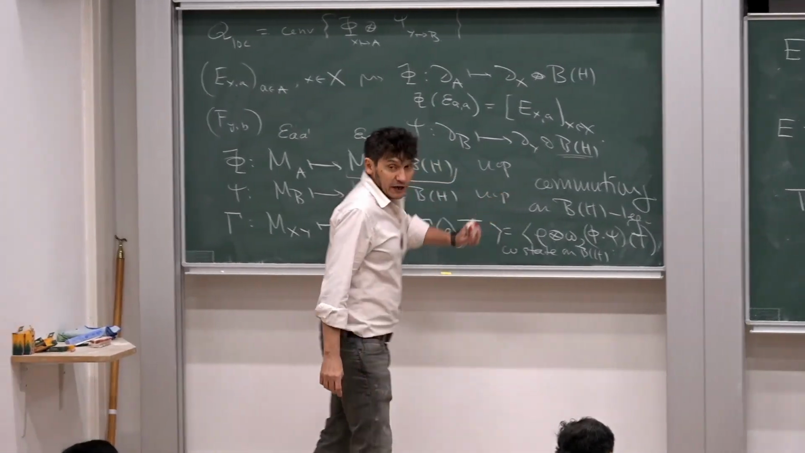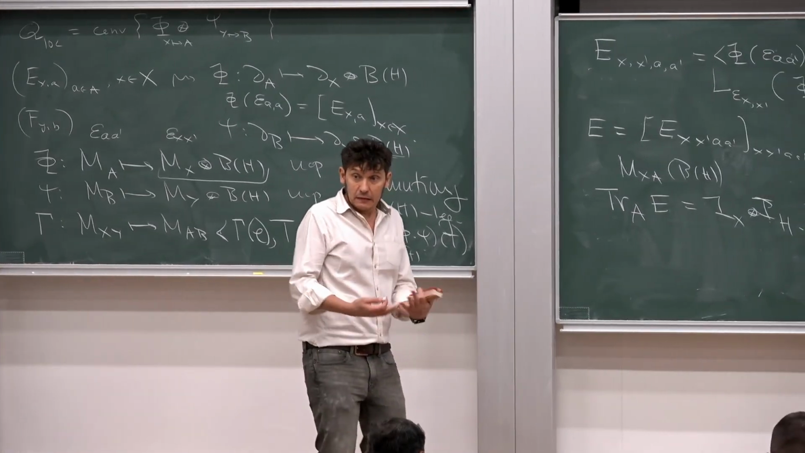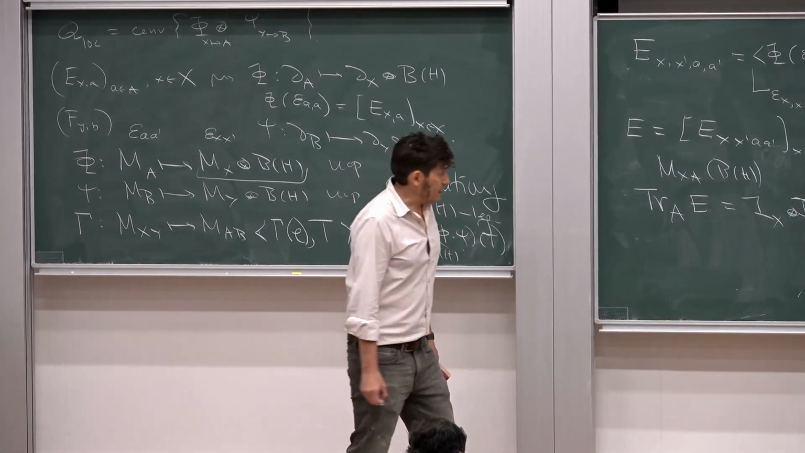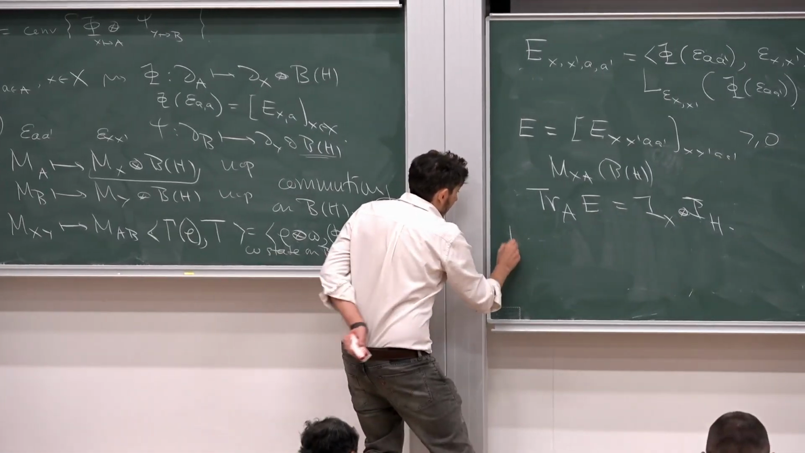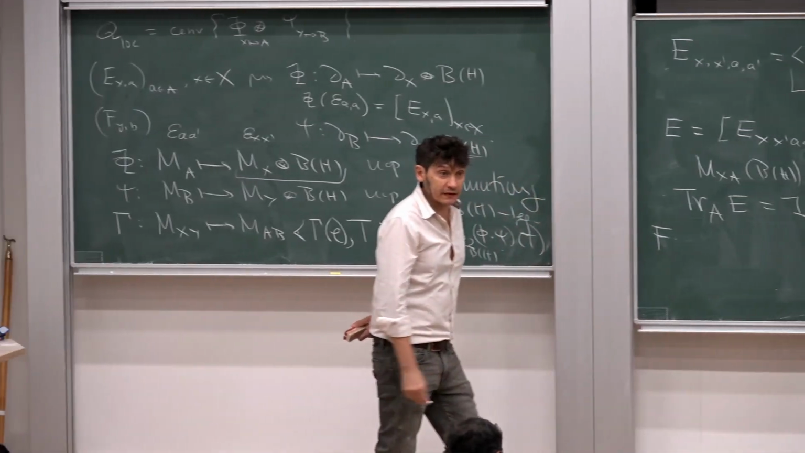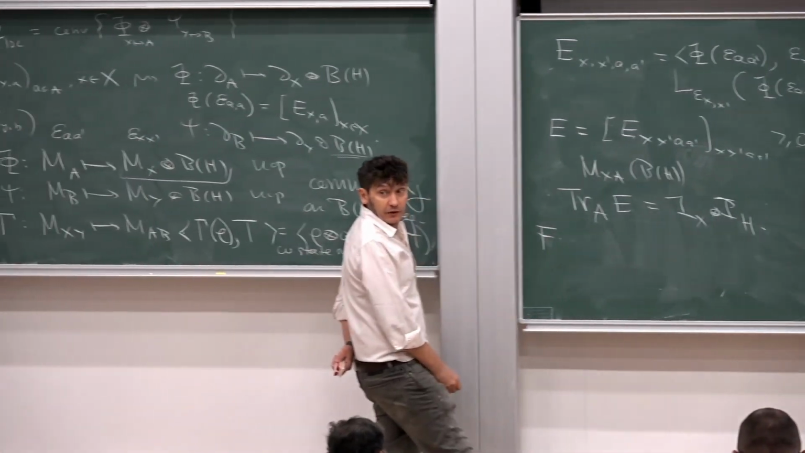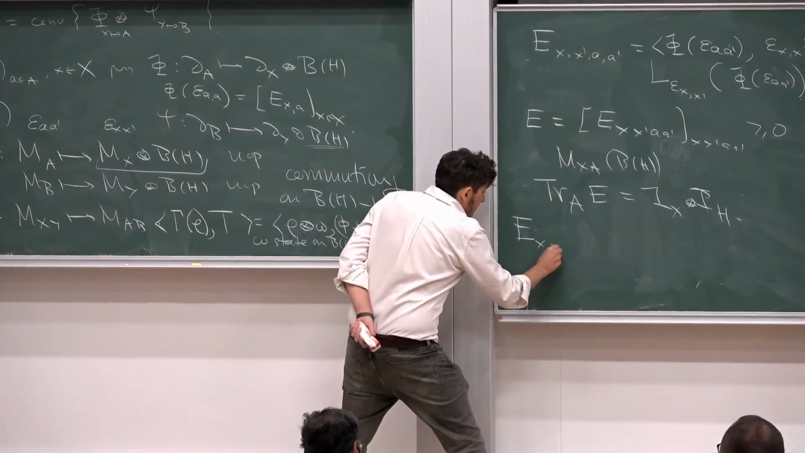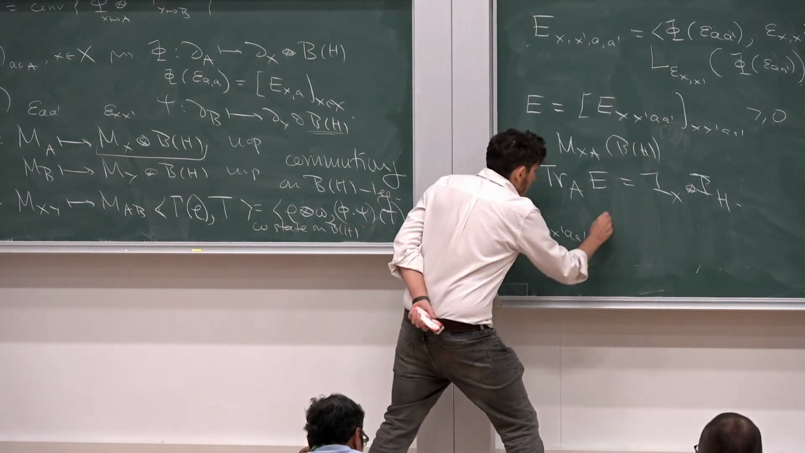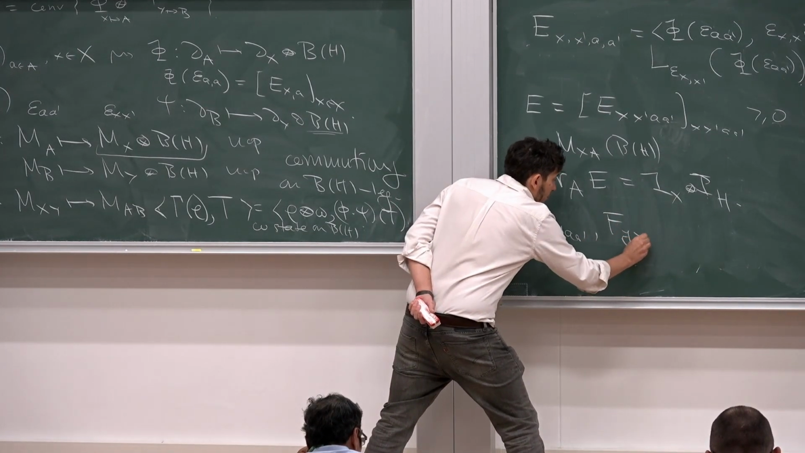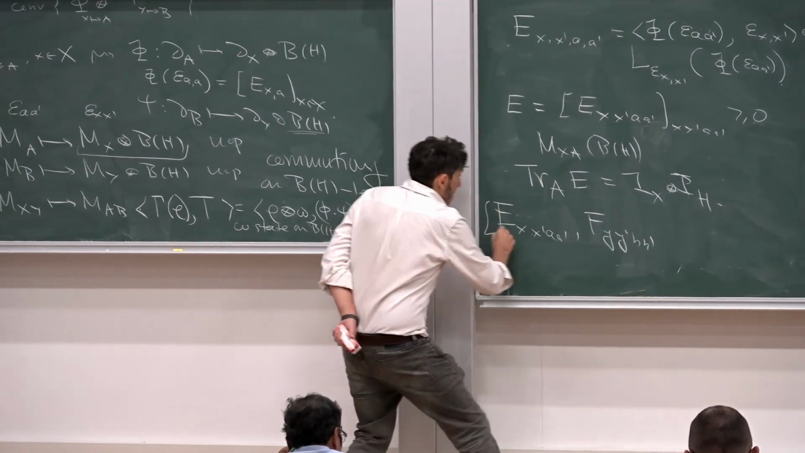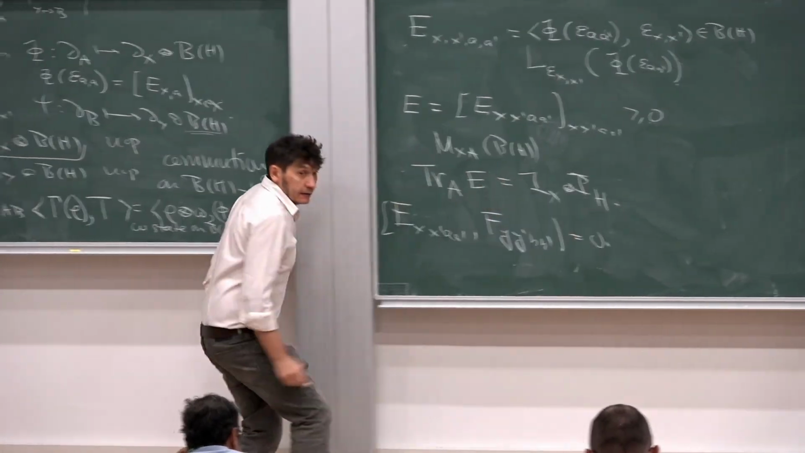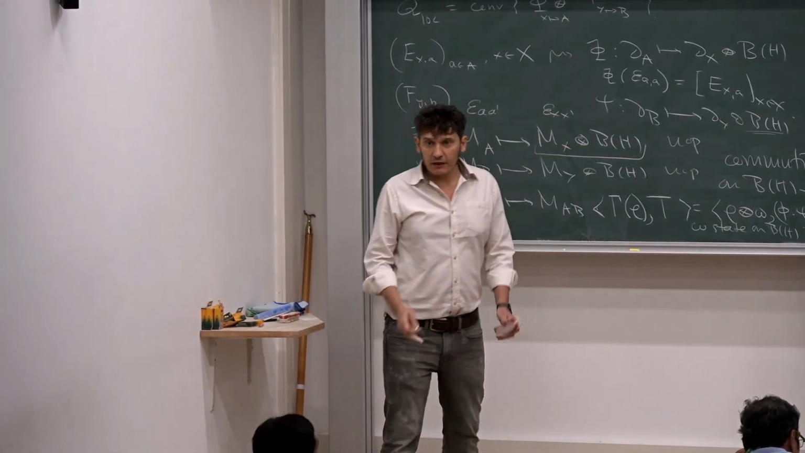Now, the commutation relation simply says that these entries of these matrices, one of them will be for Alice, the other one will be for Bob, obtained in a similar way. They have to commute with each other. So E_{x',a'} have to commute with F_{y',b'}, for all choices of indices. So that's what I meant.